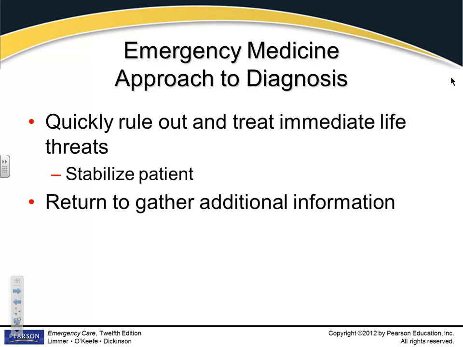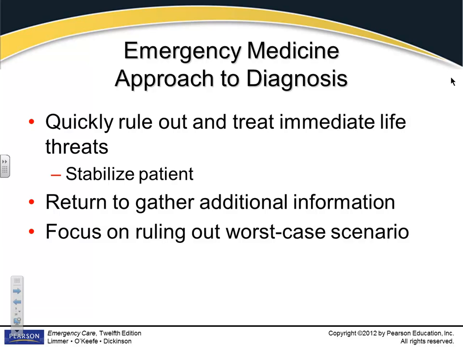We may have to gather more information. It may be we need a list of those medications. We need to talk to a family member to check on the mental status. But as we're doing that differential diagnosis, we're just going to ask a lot of questions. We want to try to rule out the worst case scenario first, if at all possible. So think of the worst thing.